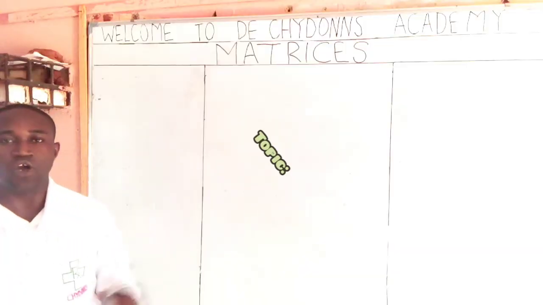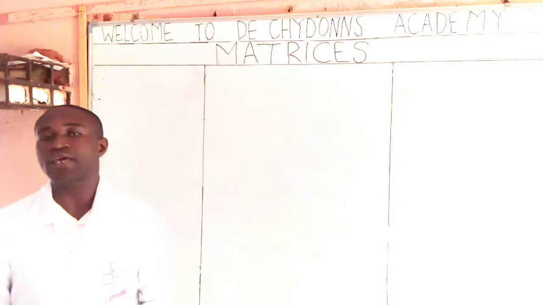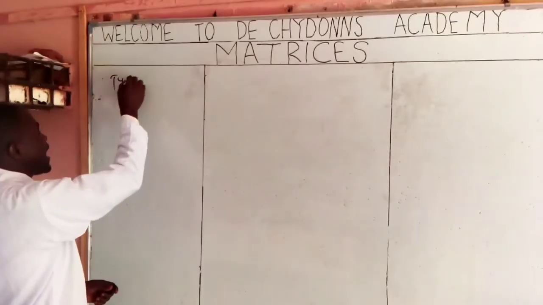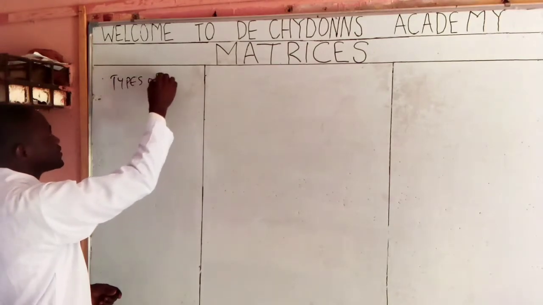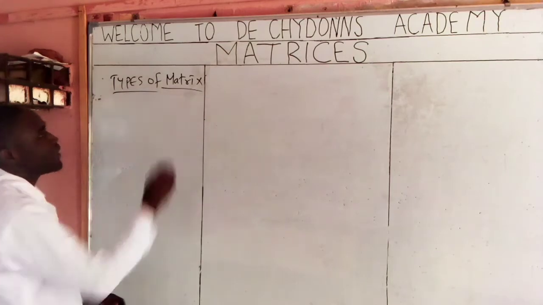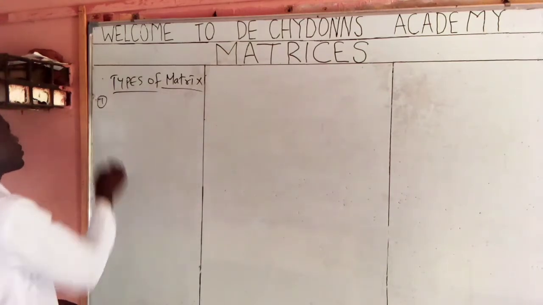Welcome again to the continuation of the topic matrices. We want to look into types of matrices. Types of matrices. Okay, we have 10 types of matrix.